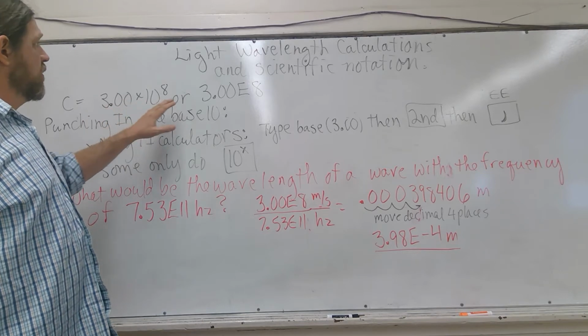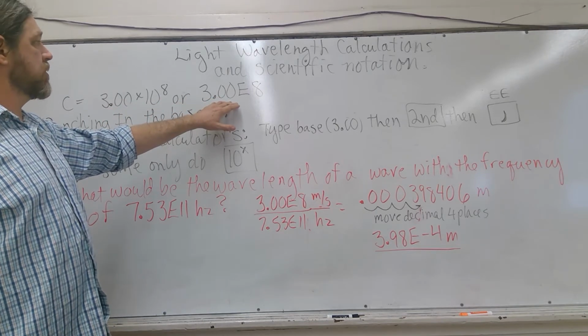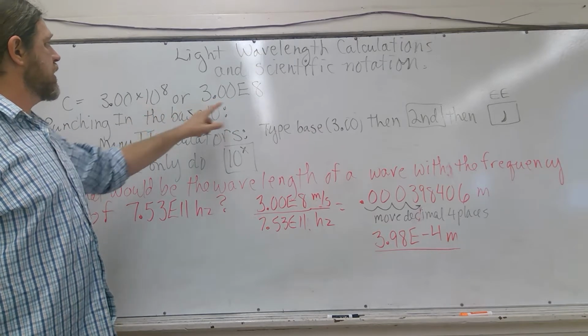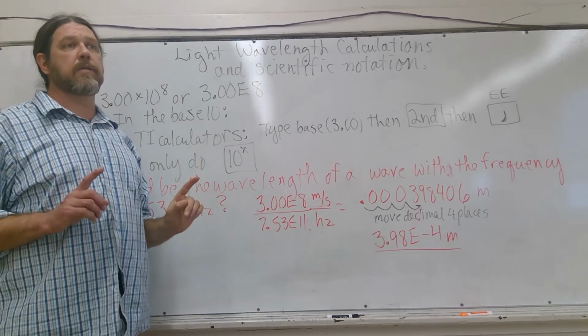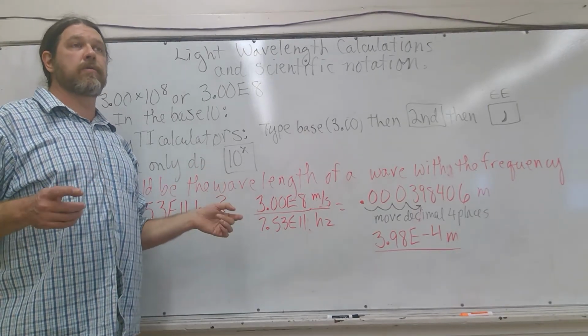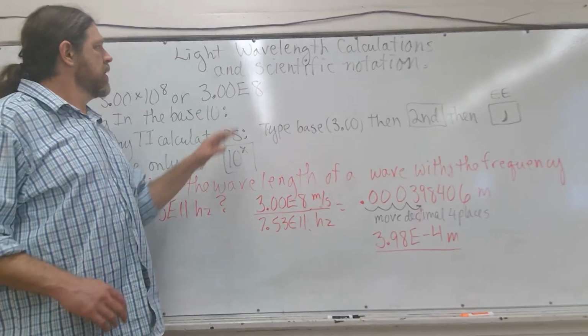So the more contemporary and admittedly quicker way of writing is the times 10 to the is replaced by an E, a capital E. Please don't ever use lowercase e. That is universally understood as Euler's number, totally different value altogether.